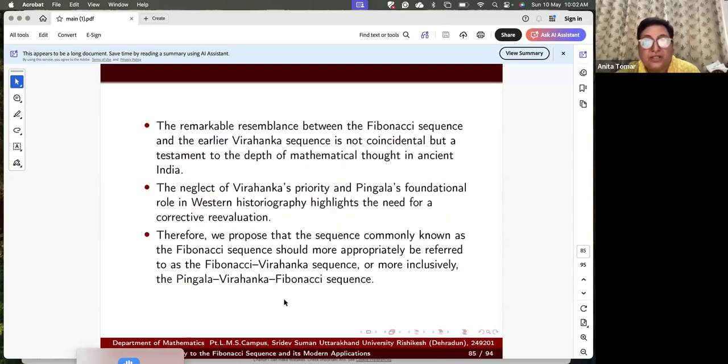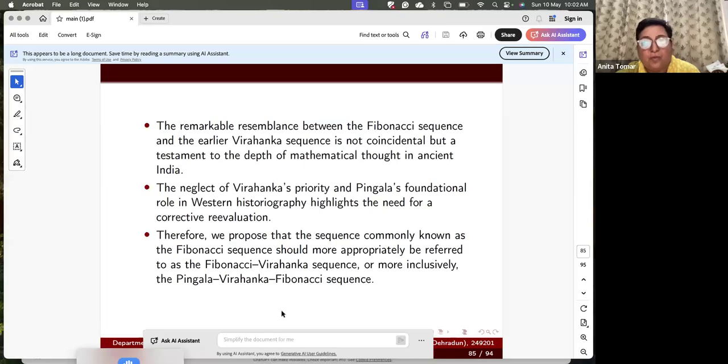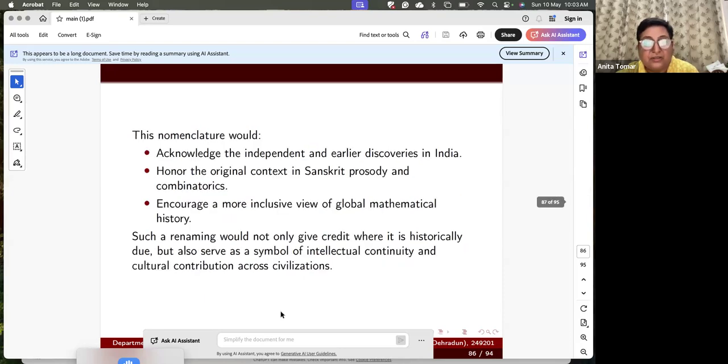So, the remarkable resemblance between the Fibonacci sequence and the earlier Virahanka sequence is not coincidental, but a testament to the depth of mathematical thought in ancient India. The neglect of Virahanka's priority and Pingala's foundational role in Western historiography highlights the need for corrective revaluation. Therefore, we propose that the sequence commonly known as the Fibonacci sequence should more appropriately be referred to as the Fibonacci Virahanka sequence or, more inclusively, the Pingala Virahanka Fibonacci sequence.